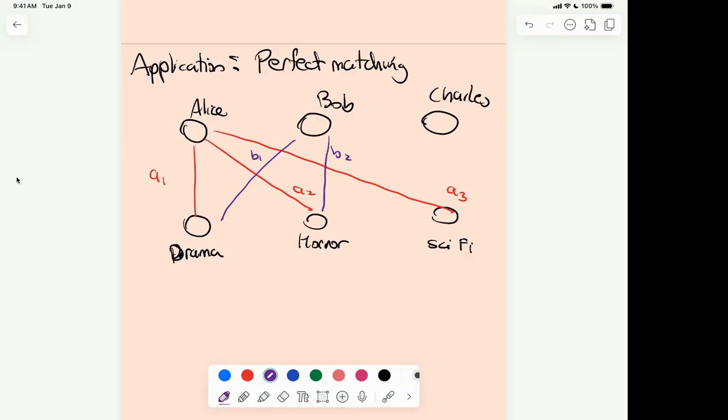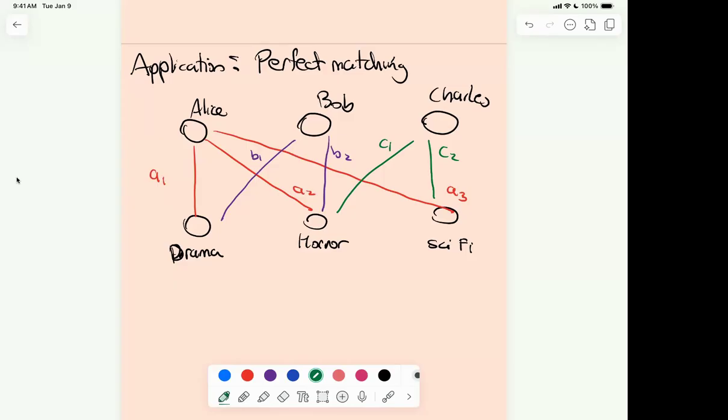And then let's say Charles has a preference for sci-fi and horror. And so that is the amount that he would be willing to pay for those two, but he wouldn't accept one from drama. Okay. And again, you could imagine all the variations you could think about. Maybe all of them are willing to accept any of the categories, et cetera, right?